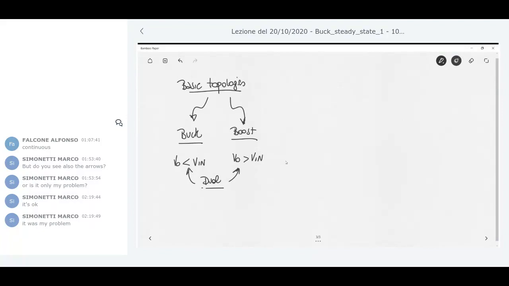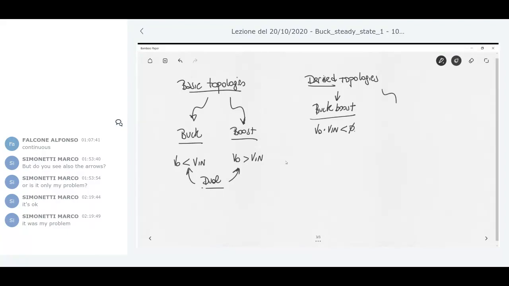Then there are some topologies that can be derived from these two basic topologies. The derived topologies are the buck boost. The buck boost has the feature that the product of VO and VIN is less than 0. So that means that there will be an inversion. If VIN is positive, then VO will be negative.